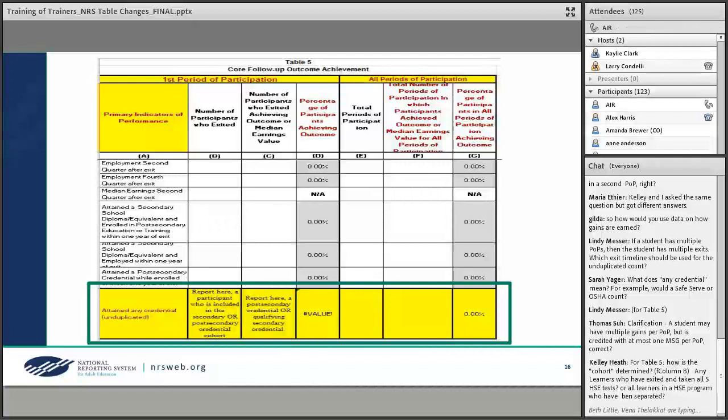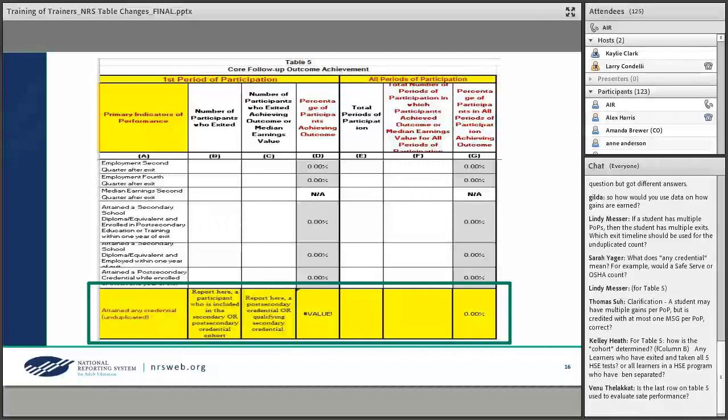Thomas asked for clarification. A student may have multiple gains per POP, but is credited with at most one MSG per POP, correct? For MSG, yes, you only get one MSG per period of participation. That's correct. Nothing in these tables changes any of our policy. What we're trying to do in these new tables is, there's one table that we'll talk about, IET, but all of the other tables are to break out performance in a more transparent way. So none of the policies have changed.